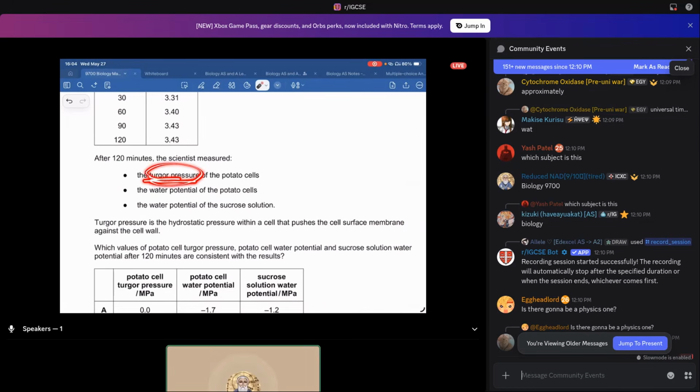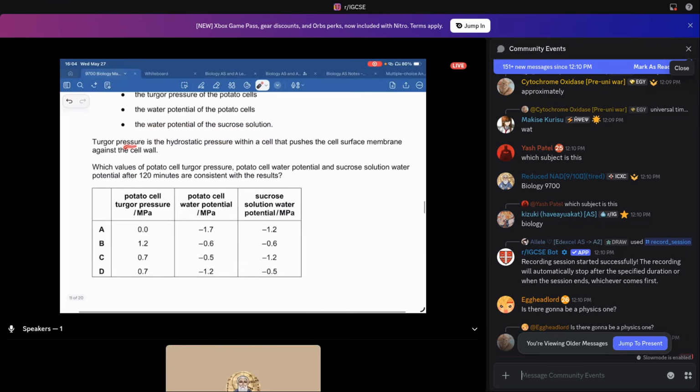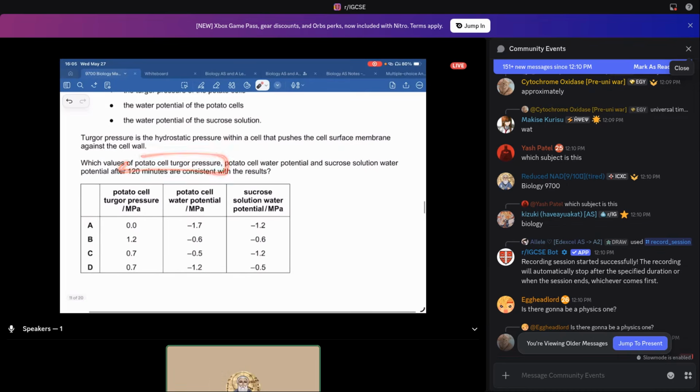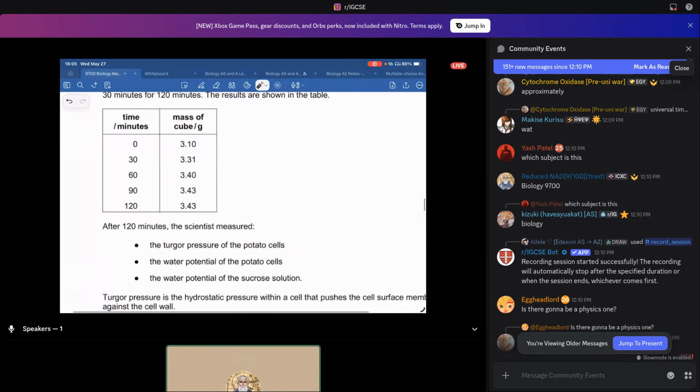After 120 minutes, scientists measured turgor pressure of the potato cells, again, plant cells, the water potential of the potato cells and the water potential of the sucrose solution. Turgor pressure is the hydrostatic pressure within a cell that pushes the cell surface membrane against the cell wall. Again, cell wall presence means turgidity, so we can't use it on animal cells. Which value of potato cell turgor pressure, potato cell water potential, and sucrose solution water potential after 120 minutes are consistent with the results? Now we see here that the mass is increasing.